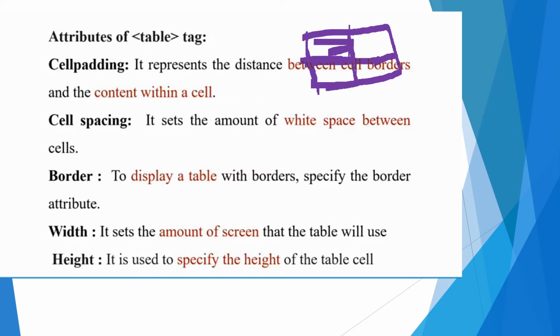Border tag is used to display a table with border. Here we will give the border value with thickness from 1 up to how much you want, values like 1, 2, 3 in the border attribute. Width represents how much width the table takes in a web browser. In the same way, height represents the height of the table or table cells.